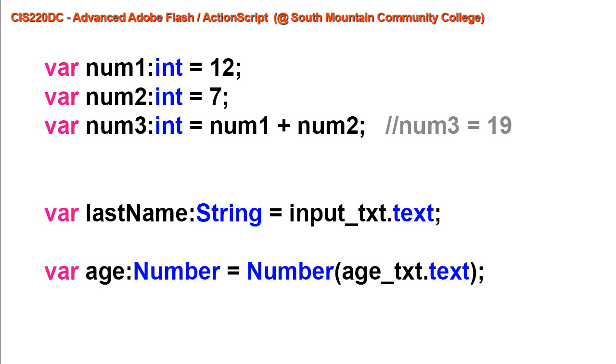But remember, that's a string, and I can't assign a string to a number variable. I have to convert it, what we call casting. And I can do that by specifying the data type with parentheses, and inside those parentheses being what I want to cast or what I want to convert. So I'm going to convert this string value that's in age_txt to a number, and then I'm going to assign it to my age variable. We'll talk more about casting in a future video.